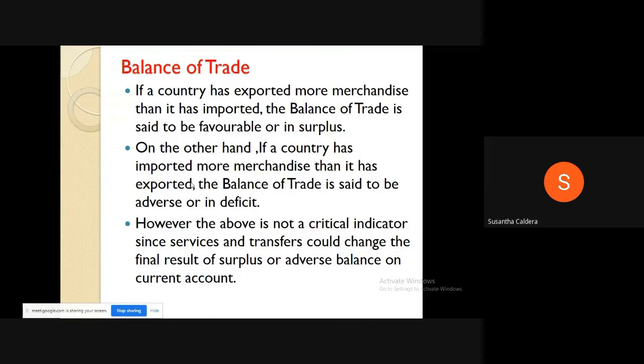On the other hand, if a country has imported more merchandise than it has exported, the balance of trade is said to be adverse or deficit. However, the above is not a critical indicator, since services and transfers could change the final result, surplus or adverse balance on the current account, right?